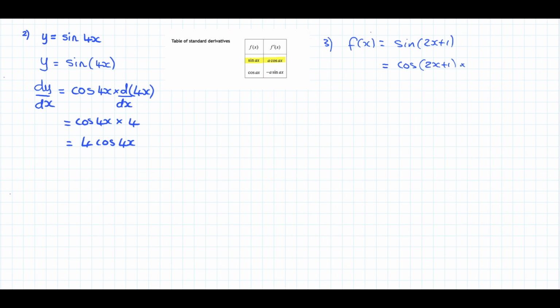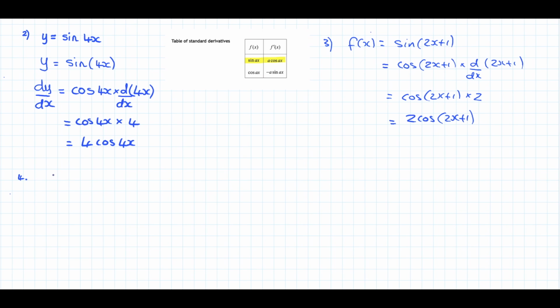And then we turn our attention to differentiating what's inside the bracket, 2x plus 1. So that would be cos 2x plus 1 times, and if we differentiate what's inside the bracket, differentiate 2x and we get 2, differentiate 1 and we get 0. So that's 2 cos 2x plus 1. Okay, let's do a third example, a fourth example rather.